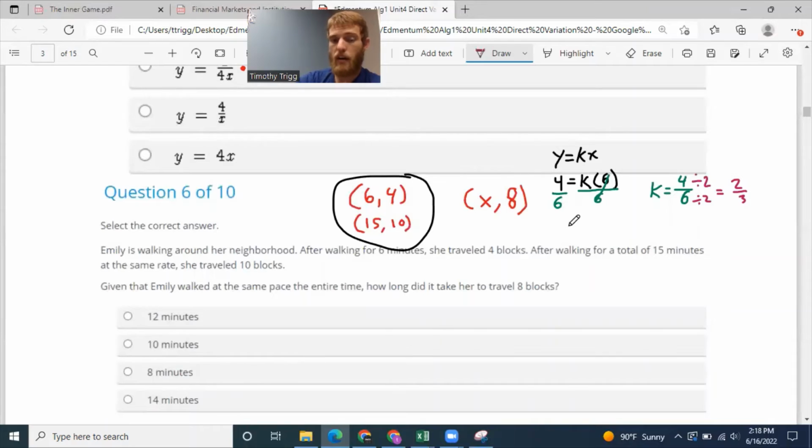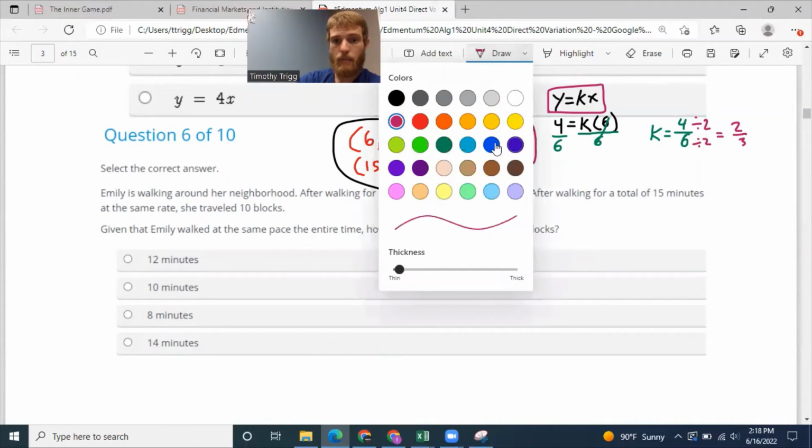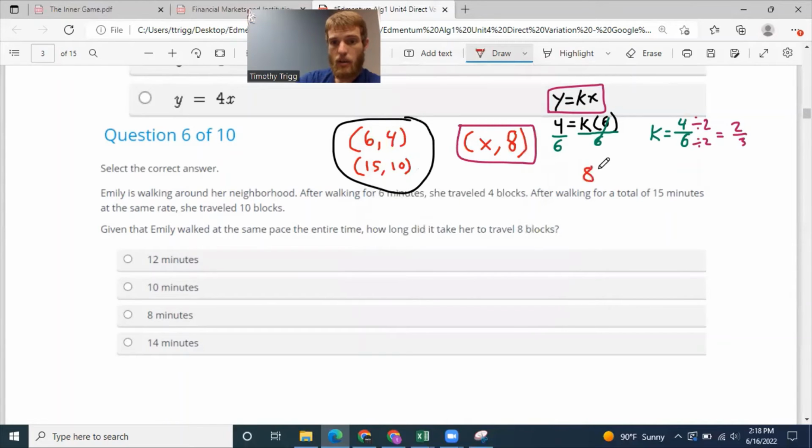Now we can use this value of k to help us find x from this coordinate point. So it's going to be y equals k times x, but we know the value of y is 8, and we know the value of k is 2/3. So I'm going to rewrite this equation using that information. So that's going to be 8 equals, and I'm going to leave a little bit of space here. You're going to see why. 2/3 times x. Now, how do I cancel out the 2/3 in this case? Because I want to get x by itself. How do I get rid of that 2/3?